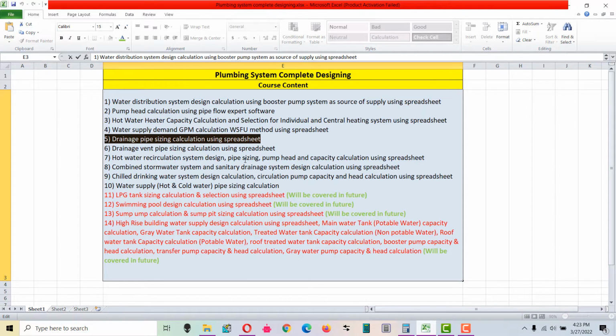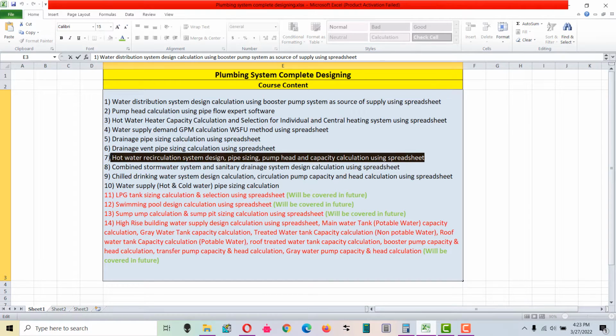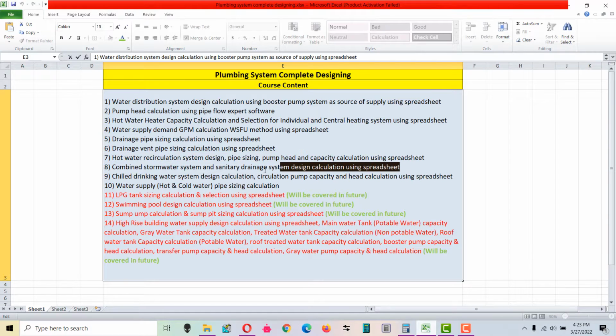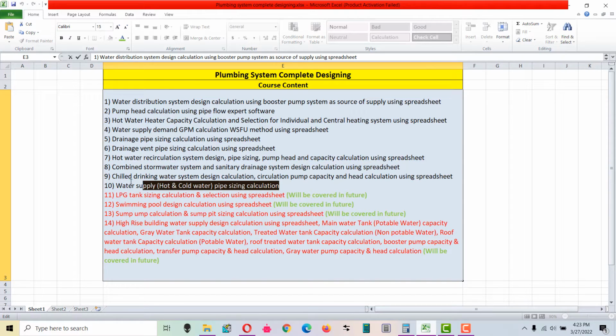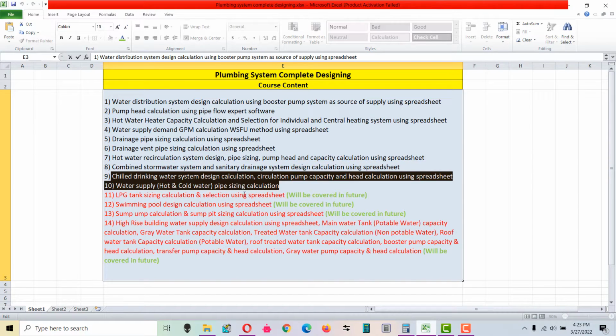Drainage system pipe sizing, drainage vent pipe sizing, and then hot water recirculation system design, pipe sizing, and pump head and capacity calculation. Then stormwater and combined sanitary drainage system design. Then chilled drinking water system design calculation, and then water supply hot and cold water pipe sizing calculation.